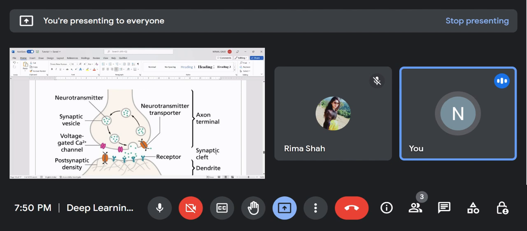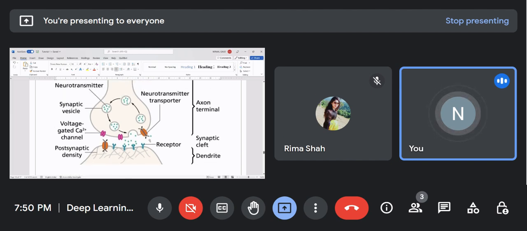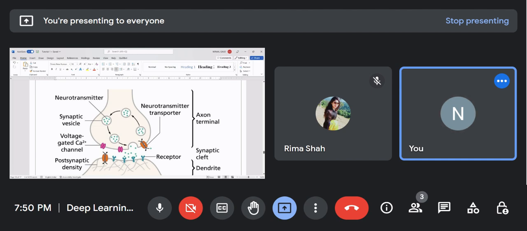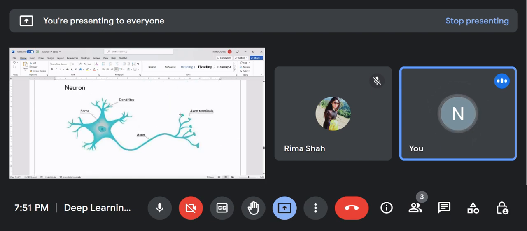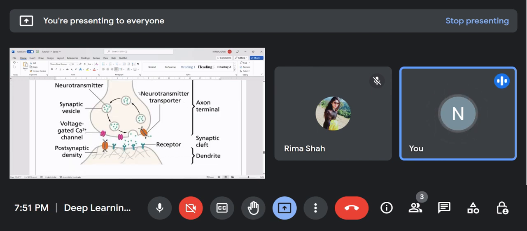Okay, so here, for example, this is your neurotransmitter. And this is how the neurotransmitters look, these cell-like structures you can see. This is your axon terminal. This is your axon exit. This one is your axon terminal. This complete part is the axon terminal, which comprises neurotransmitter and neurotransmitter transporter. Okay, transporter.